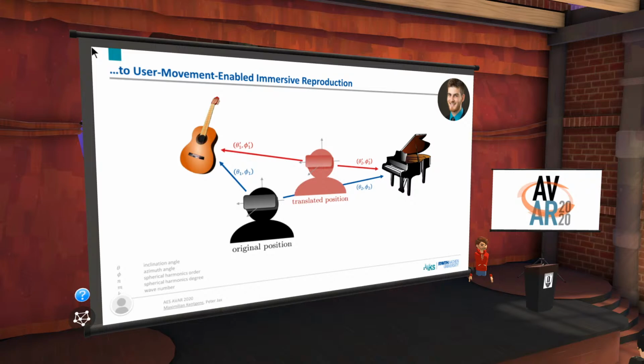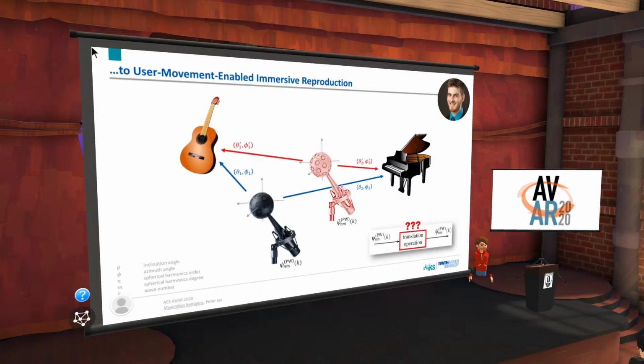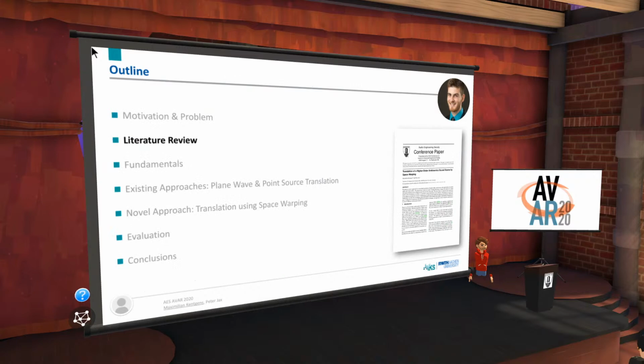But since we do not have any information on the sound field at the translated position, we only have the original signal psi_nm. We have to think of a clever solution to find a plausible estimate psi tilde from the given signal psi. We are not the first to tackle this problem, and I cannot tell our story without giving some of the context.